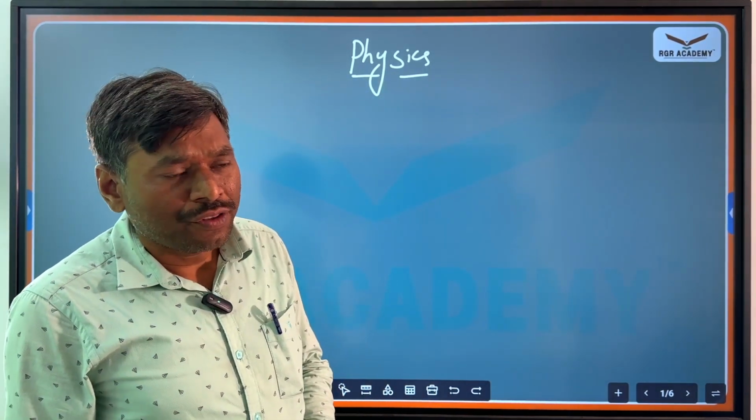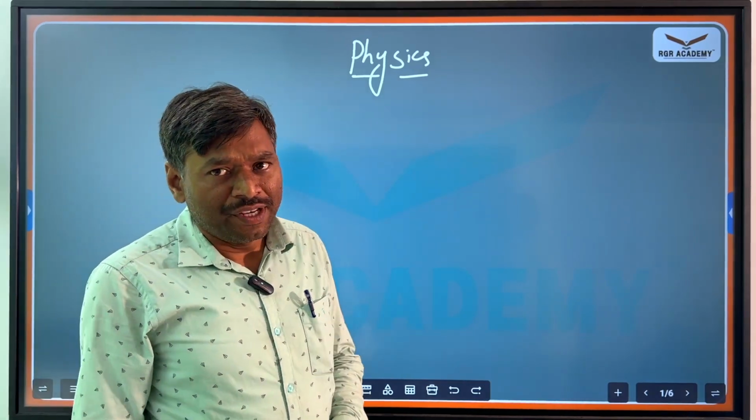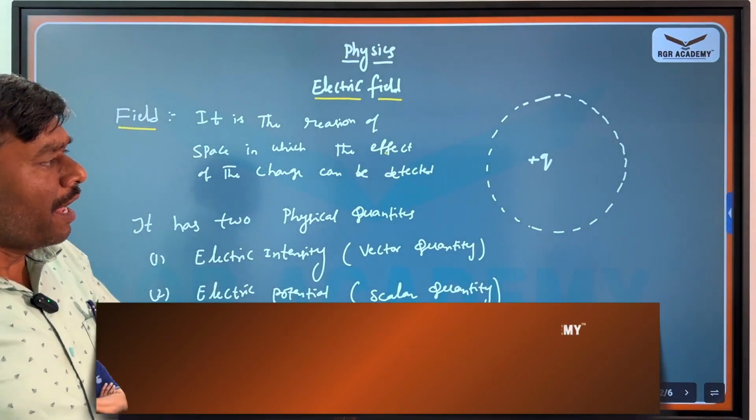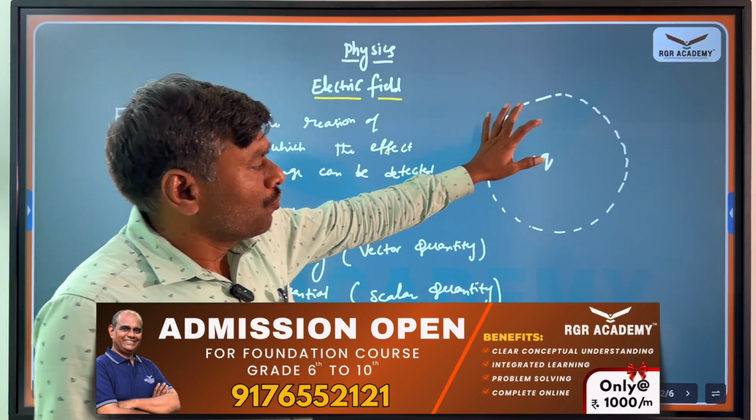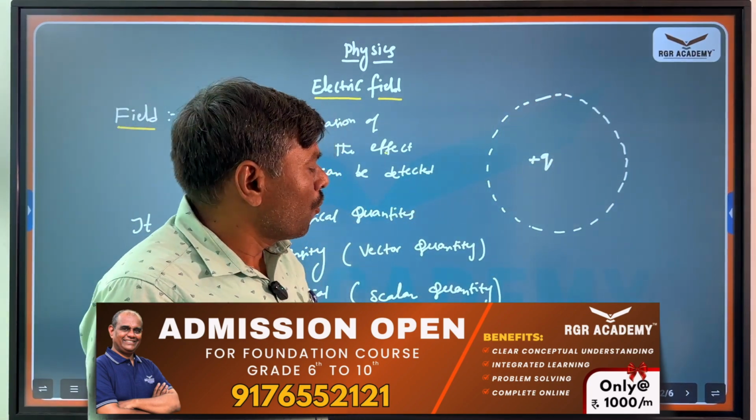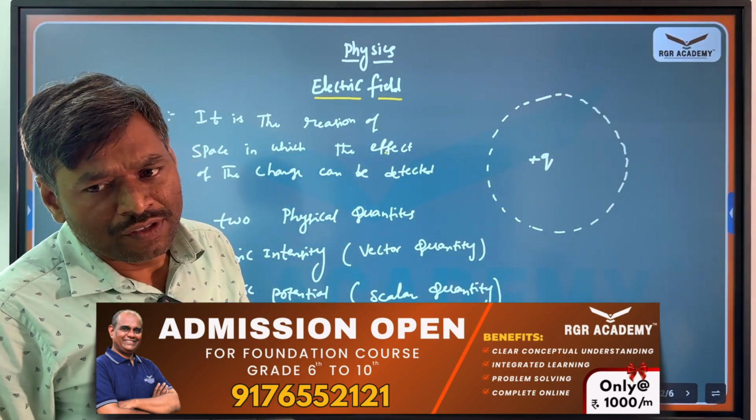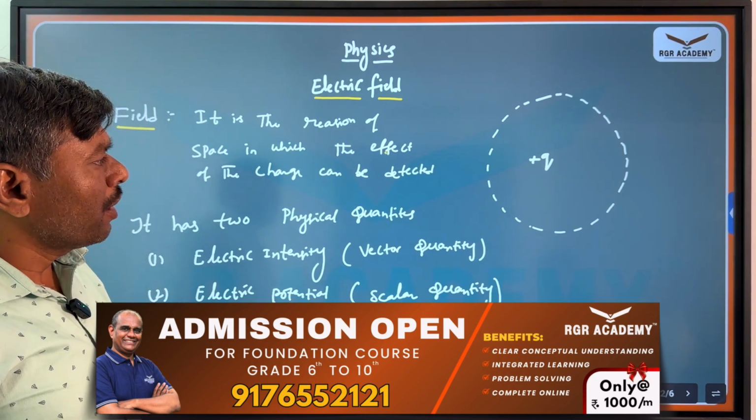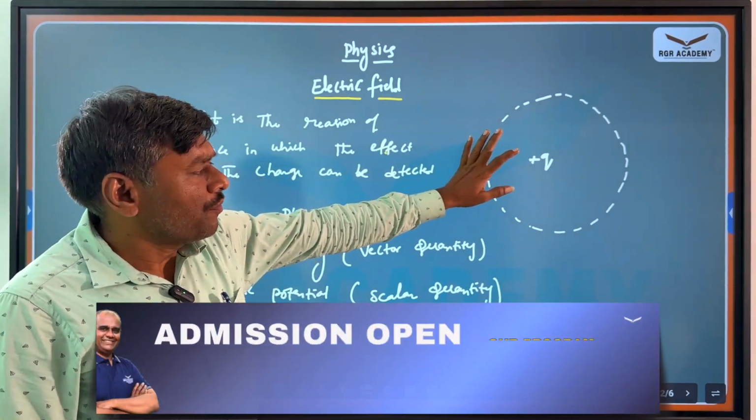Now I am going to discuss the electric fields. In any field, two physical quantities will be there: one is a vector quantity, and another one is a scalar quantity. First, we will discuss what a field is.